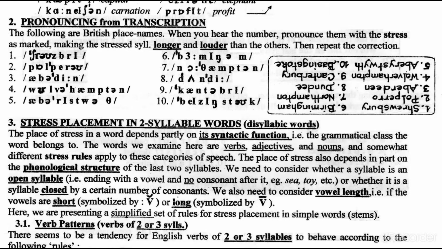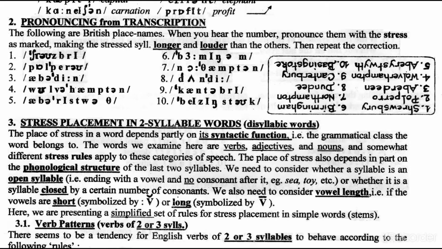Number 1. Shrewsbury. Number 2. Polperro. Number 3. Aberdeen. So here the stress is on the last syllable, and we have 2 unstressed syllables before the primary, so we need to add a secondary stress on the first syllable, which is a. So please, add the stress mark for the secondary stress below the line on the first syllable, which is a.